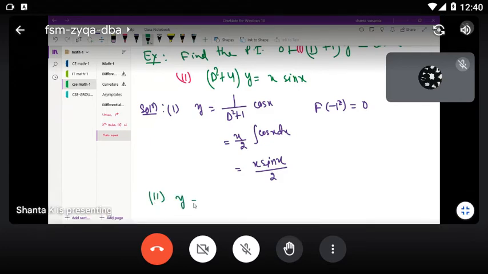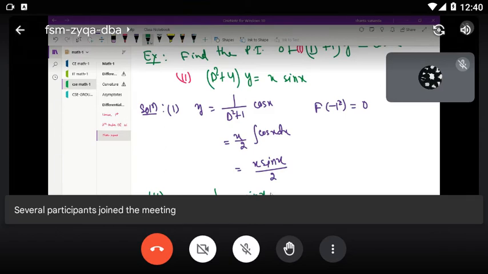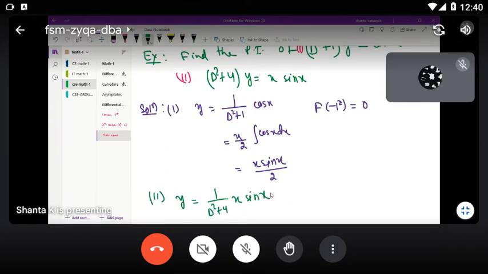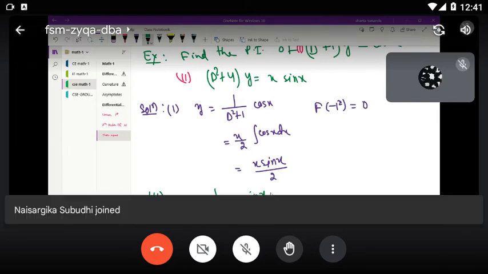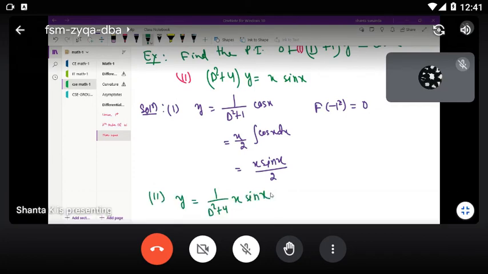So here y equals 1 by D square plus 4 times x sin x. Anyone done this one? So look at the formulas I told you about: sin x or cos x, or e power x, or here we have x into e power x. These are the 4 types of functions I told you how to deal with. So you have to look at all these formulas and find the right one.